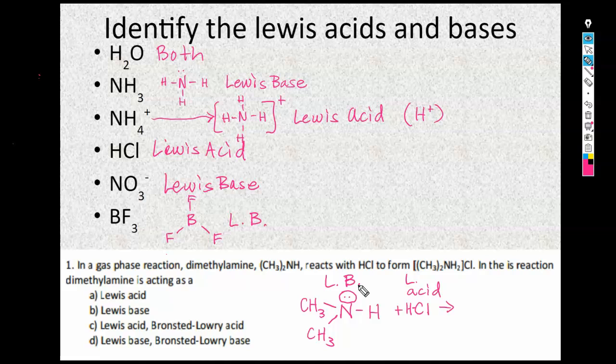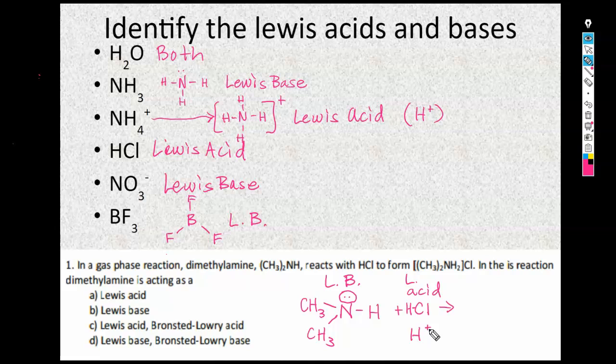But we need to ask ourselves, can it also be a Bronsted-Lowry acid? For an acid to be a Lewis acid, it has to have an H that it breaks apart into to be able to accept a lone pair. So yes, it can be a Lewis acid, and yes, that can be a Lewis base, but can it also be a Bronsted-Lowry acid or a Bronsted-Lowry base?